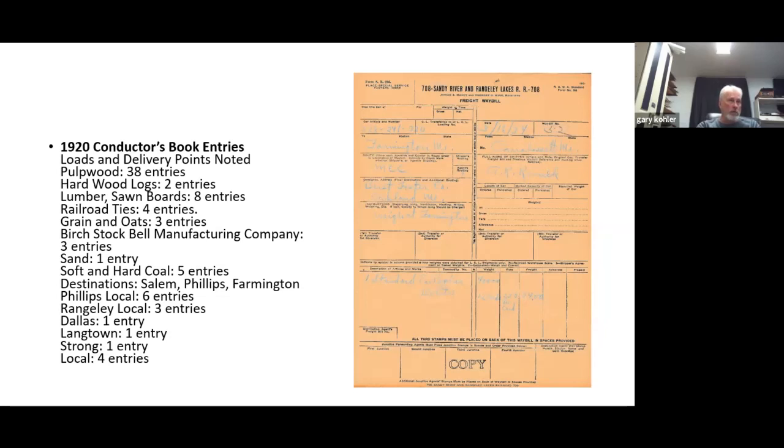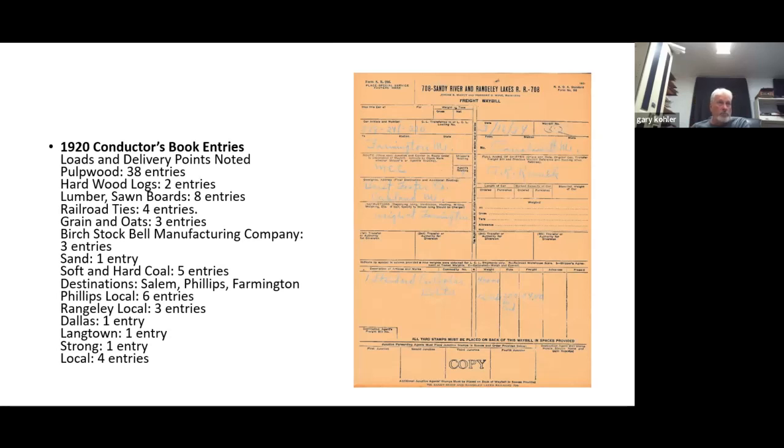in the book, and you can kind of read down there, these aren't the number of trains or cars. This is the number of times it was noted in the book over a 3-month period of time for a particular crew or whatever the case was. So the pulpwood is obviously the most with 38 entries, then hardwood logs, sawn lumber, railroad ties. How many of you guys have cars with railroad ties on? There's a great photo in Peter Cornwall's book of Rack Car 240 of Strong filled with railroad ties. That's a spectacular photo.